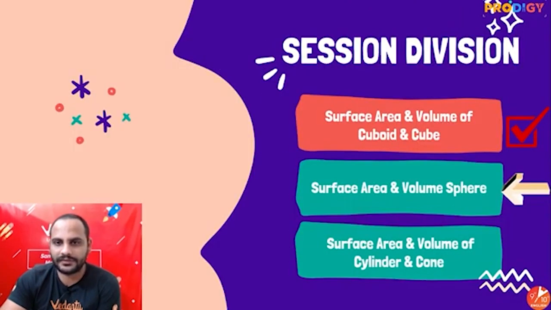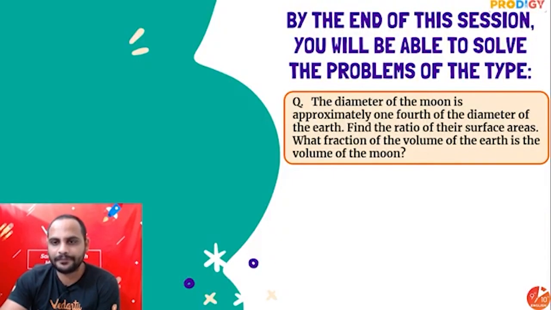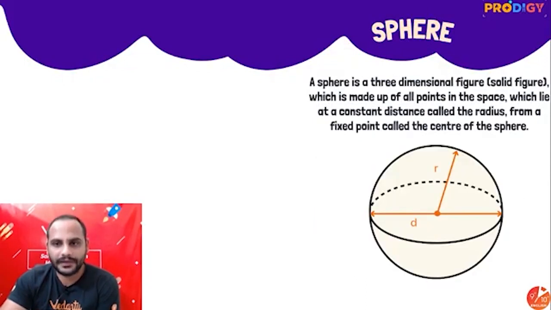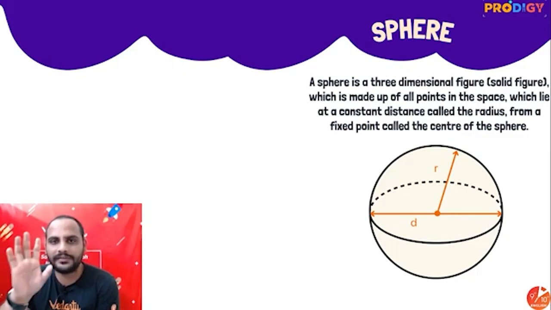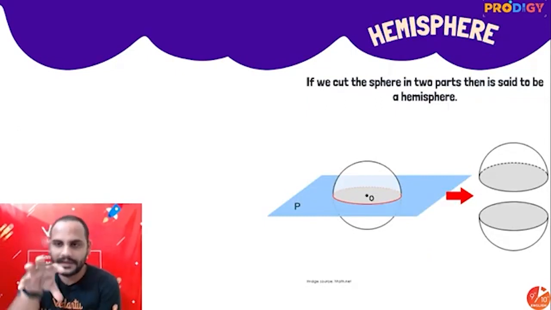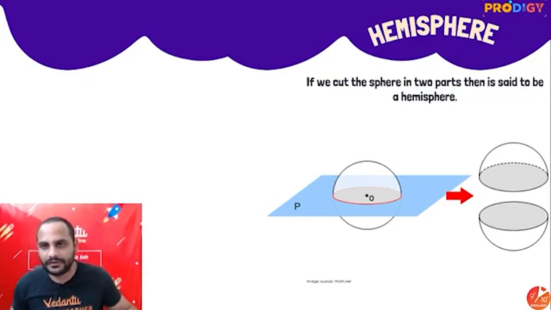Let's start with our today's class. So let's go for our second session. Let's talk about sphere. By the end of the class, you'll be able to solve questions of this kind. Okay. So first thing, sphere. As you all know, sphere is like the shape of a ball, and the important measurement in a sphere is the radius of that sphere. And what is a hemisphere? If I cut a sphere from the middle, then it will give me 2 hemispheres. So this is our hemisphere.